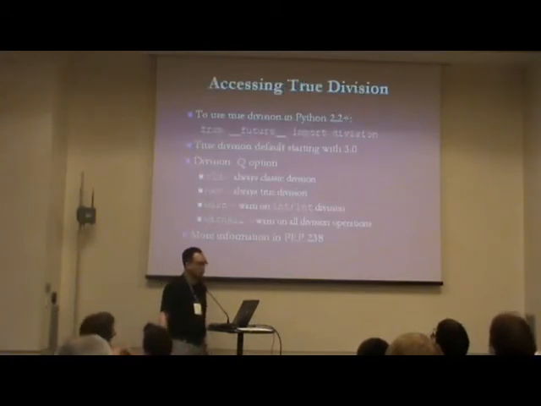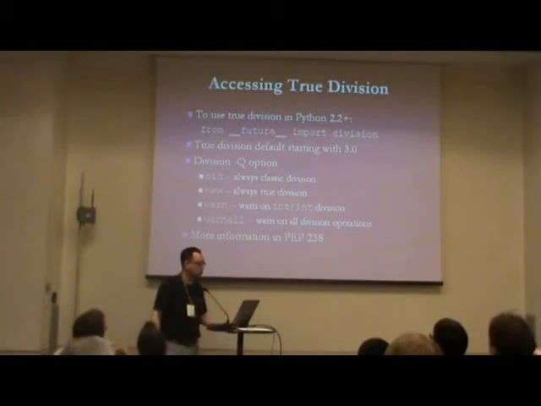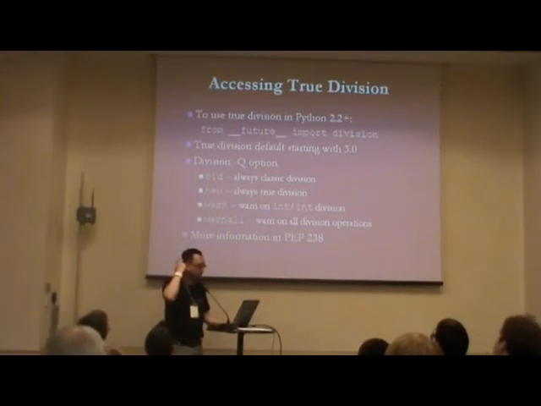Okay, if you want to access true division starting in Python 2.2 and newer, so that's 2.2 all the way to 2.7, you just import __future__ division. Again, true division is default starting at 3.0.